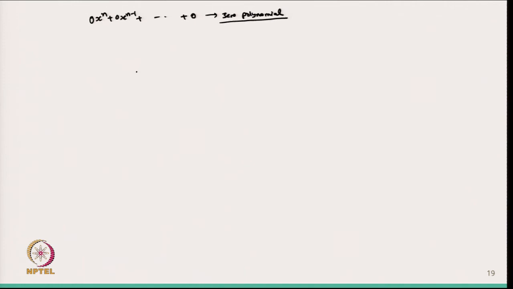Zero polynomial means all the coefficients in this case are 0, and we can write that this is my additive identity, because if I choose any polynomial p plus e, then the coefficients will add up, and you can verify that this will be equal to p again. So, in this case this is my 0 polynomial and I have my additive identity. The third one is the additive inverse.